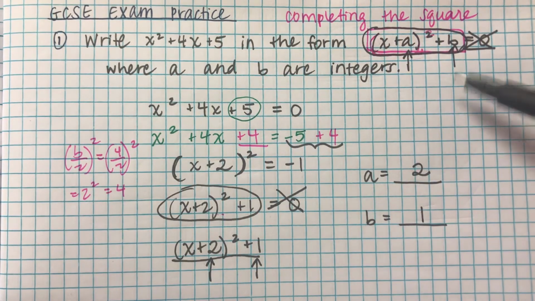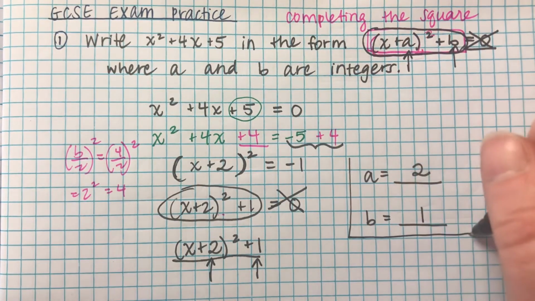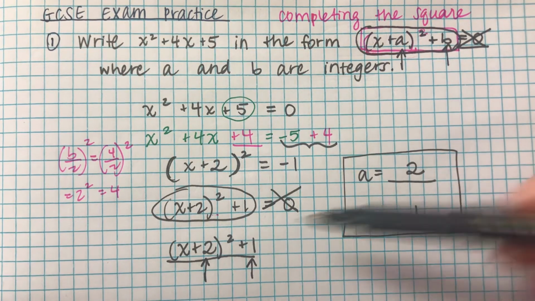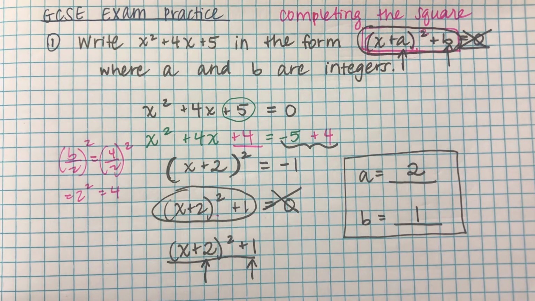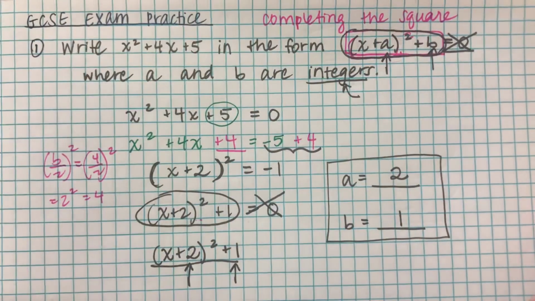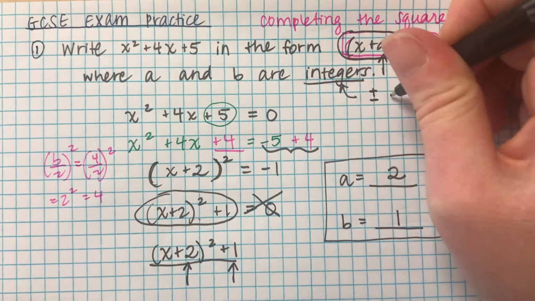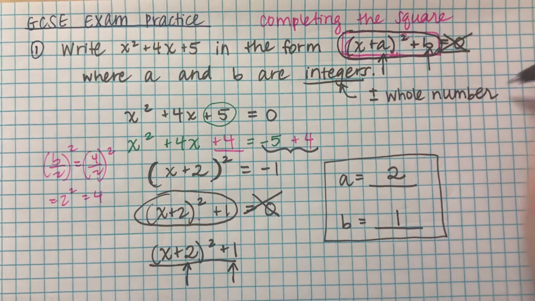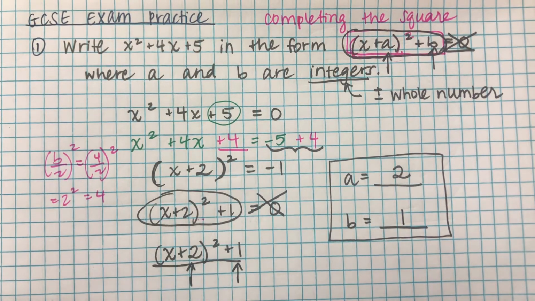If it does happen, and in this question it did not occur, but if it does come up that A or B is negative, that's totally fine, because they're telling us here that A and B are integers. An integer is a positive or negative whole number. So if A or B were to be negative, that would be extremely okay, and you would just fill in that value.